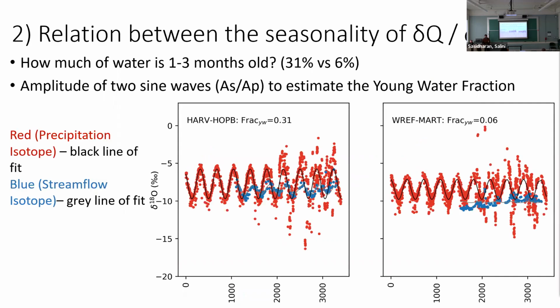Topic two is the seasonality of the isotopes. For the same sites, the red this time is a time series over the period of record, and taking the amplitude of two sine wave best fits, you can estimate the fraction of young water. That young water is about 1 to 3 months old. I'm not focused on the exact age, but just that range. You can see 31% of the water based on the two different amplitudes at the Harvard site, and only 6% at the Wind River site.